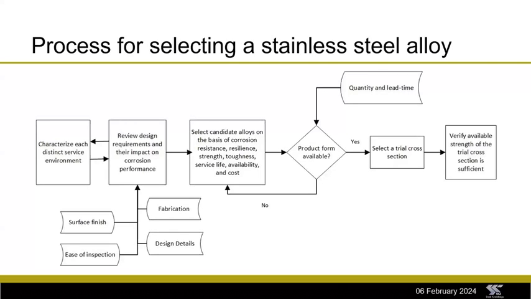So these are the sorts of decisions that have to be thought through before you actually get onto the structural engineering, before you decide, right, I've got a duplex. This is my 0.2% proof strength. Let me get on with determining the buckling of this member.